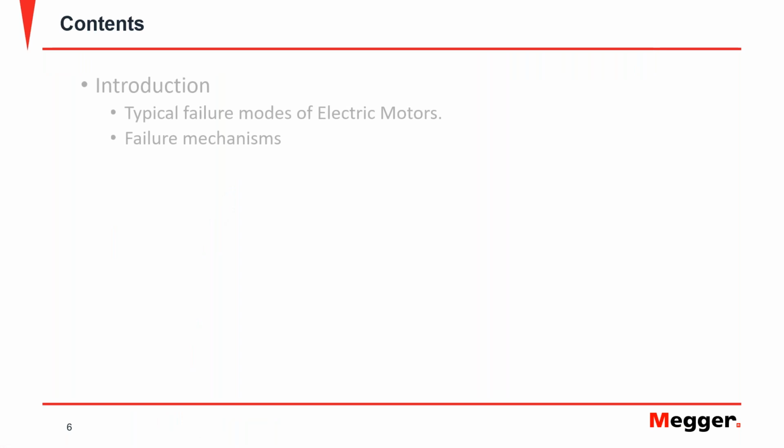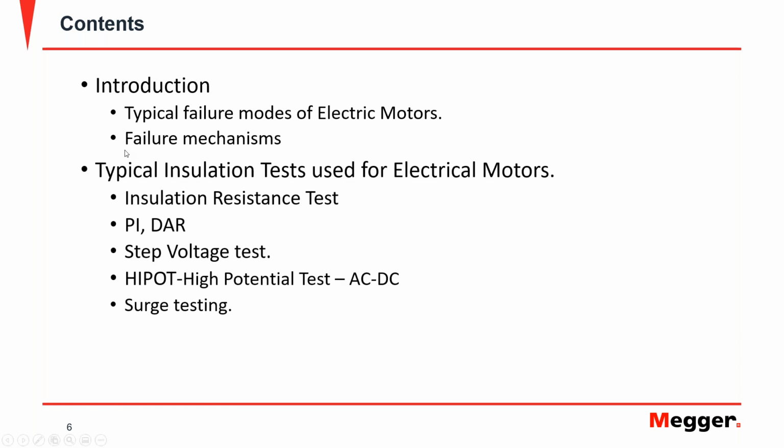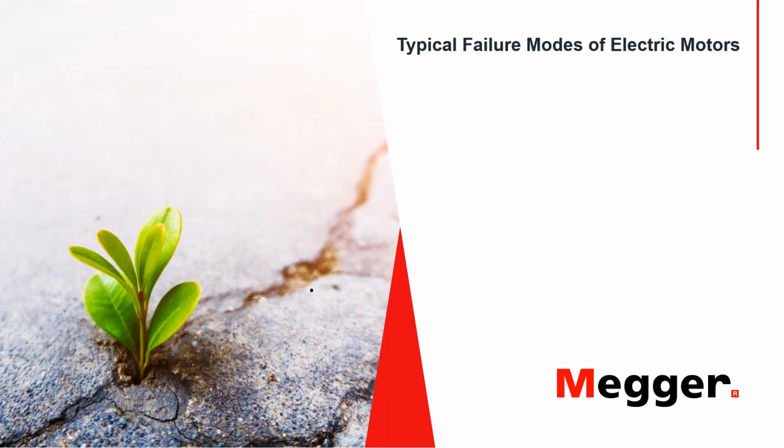In my presentation, we will go over the typical failure modes of electric motors and the failure mechanisms. And then we will focus on the typical insulation tests used for electrical motors. On those insulation tests, we'll talk about the insulation resistance, polarization index, and dielectric absorption ratio. We will mention the step voltage test, the high pot test, and the surge testing. It's where we're going to finish our webinar. So first, let's talk a bit about the typical failure modes on electric motors.